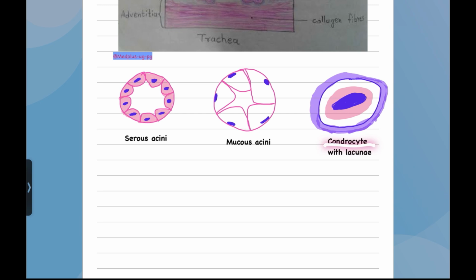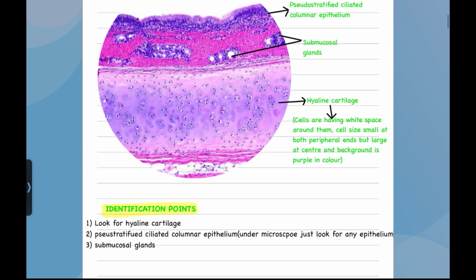And hyaline cartilage is made up of chondrocytes. Chondrocytes are the cells of the cartilage. Surrounding each one, we have a white space, which is called a lacuna. And each chondrocyte is surrounded by a stroma, which is purple colored.